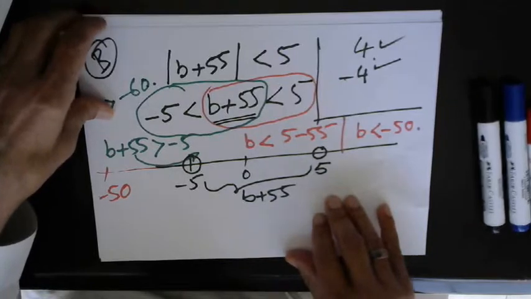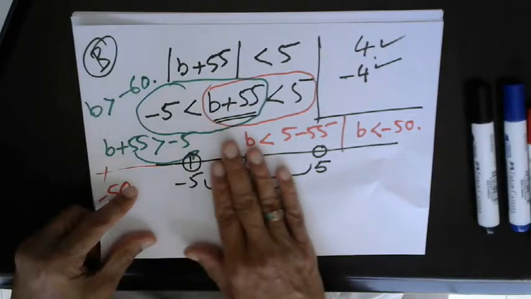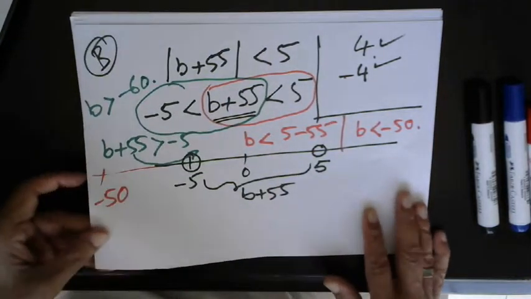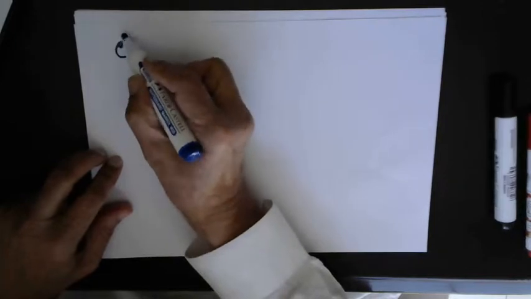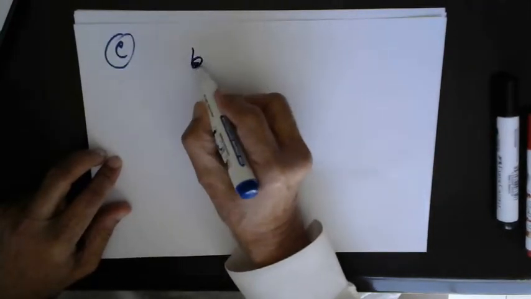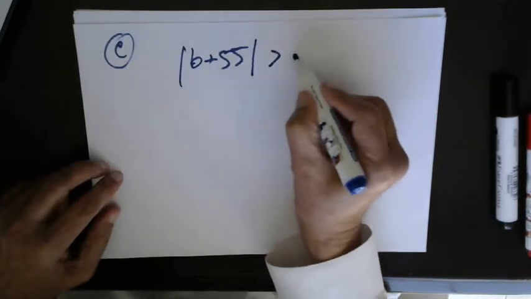Okay, now, as I told you that if you understand this very well, then the other ones will not be difficult to understand. So let us do C part, D part, and E part. Okay, so C part is what? B plus 55 absolute value is greater than 5.